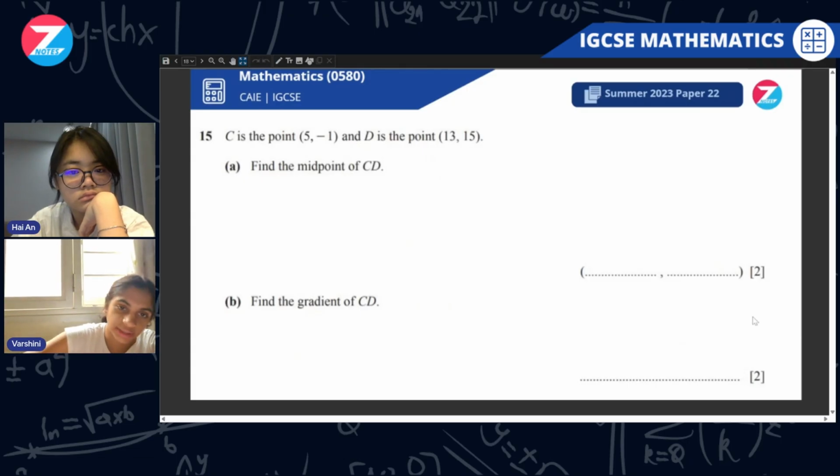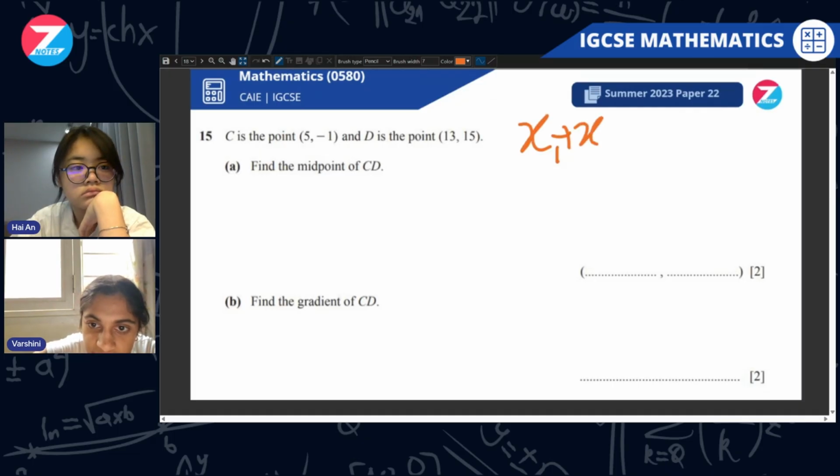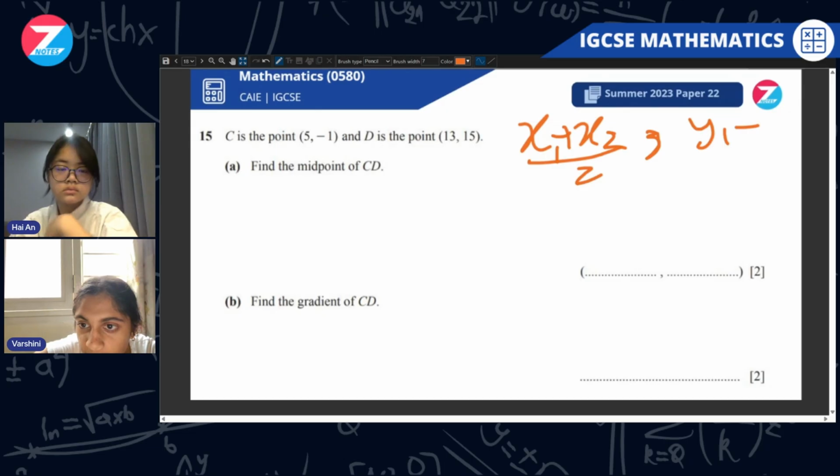Okay, C is the point (5, -1), and D is the point (13, 15). Find the midpoint of CD, of the line CD. So we know that for two points, the midpoint is going to be (x1 plus x2) by 2, that's going to be the x coordinate, comma, (y1 plus y2) by 2.